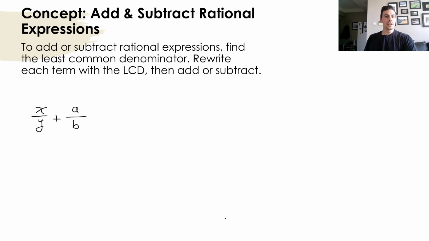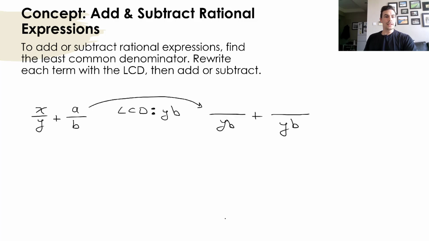So just generically, if I have x over y plus a over b, then our least common denominator would be y times b. Okay, so now I need to think, how can I express each of these terms with the denominator y times b? What am I missing in this first term? Well, I've got an x in there, but I need to multiply by b over b in order to get yb in that denominator.